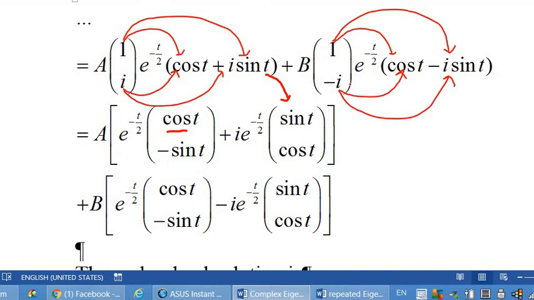And then for the B term, similarly, you have 1 cos t exponent negative t over 2. And then this one is actually negative i exponent negative t over 2 sin t here. Okay, for the second row, this term will be negative i exponent negative t over 2 cos t. And then for negative i times negative i, we have negative 1 sin t.